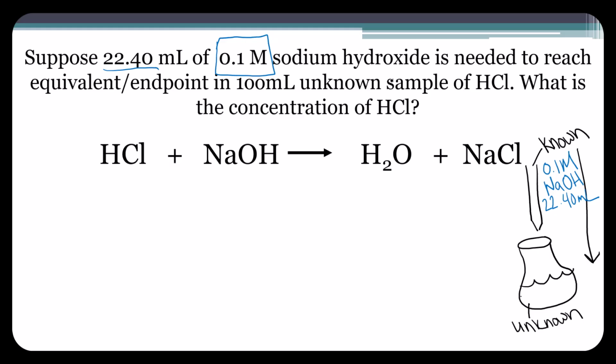100 mils of an unknown sample of HCl. So what's unknown about this is the concentration. I know that it's HCl. And I also know how much I put into that flask. When I filled this flask up, I measured that. I know that I put 100 milliliters of it in there. Okay. So I know what it is, and I know how much it is. The only thing that I don't know is the concentration.